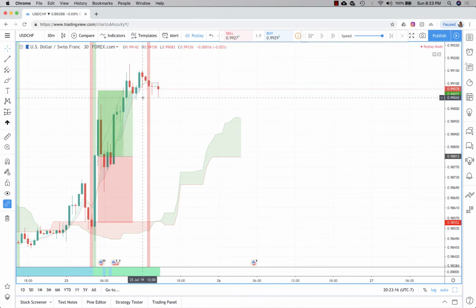All right, so we've got a sell signal there. The trend meter is green, so this wouldn't be a valid entry.